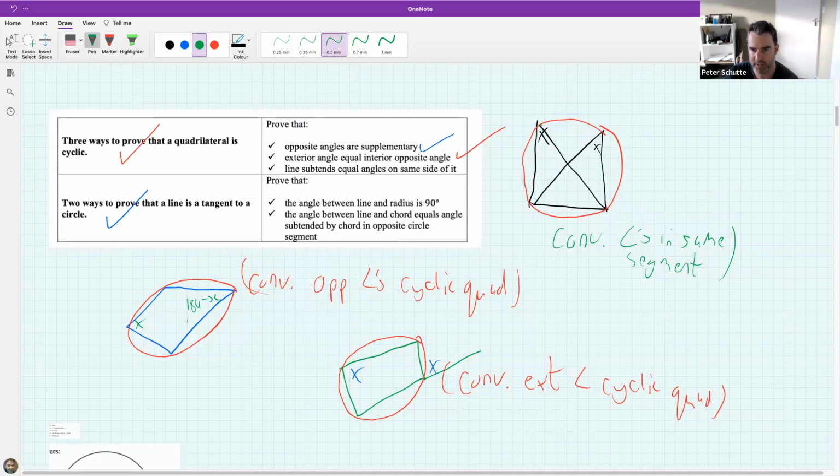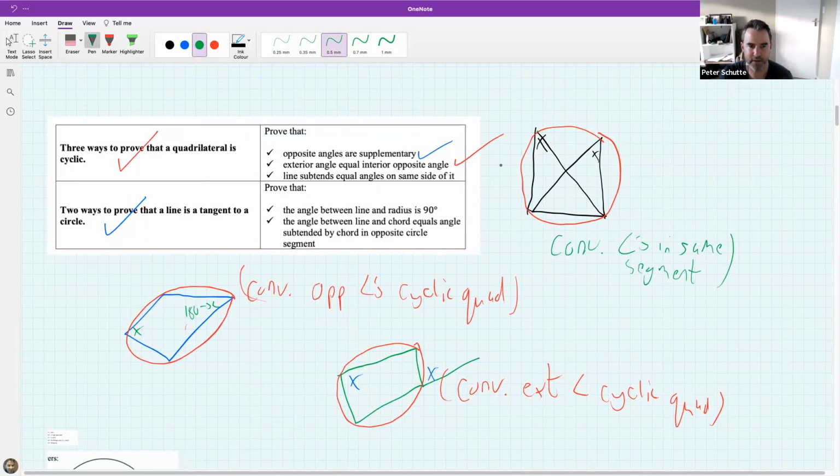Obviously, visually, we can see a cyclic quad has all 4 points on a circle, but this allows us to check in another way. Give me a thumbs up if those converse theorems look vaguely familiar.